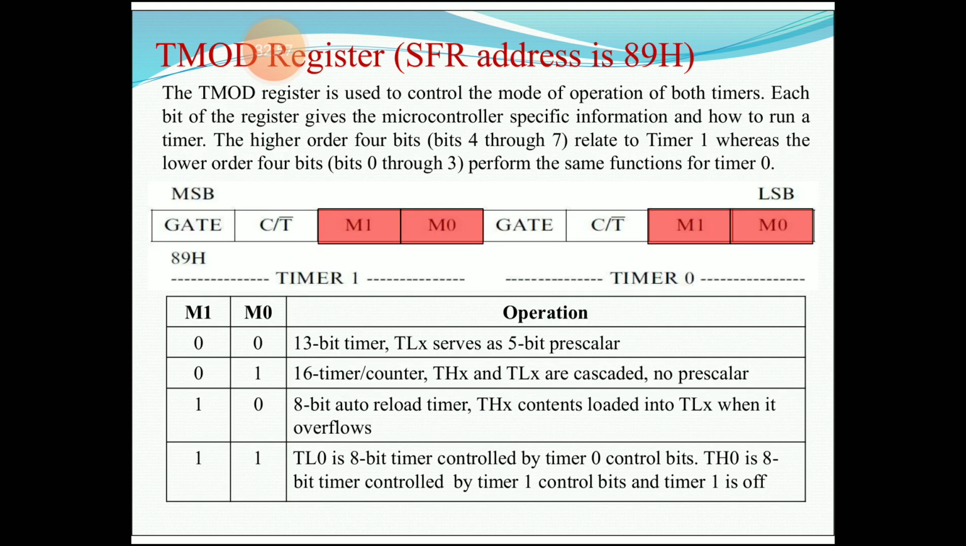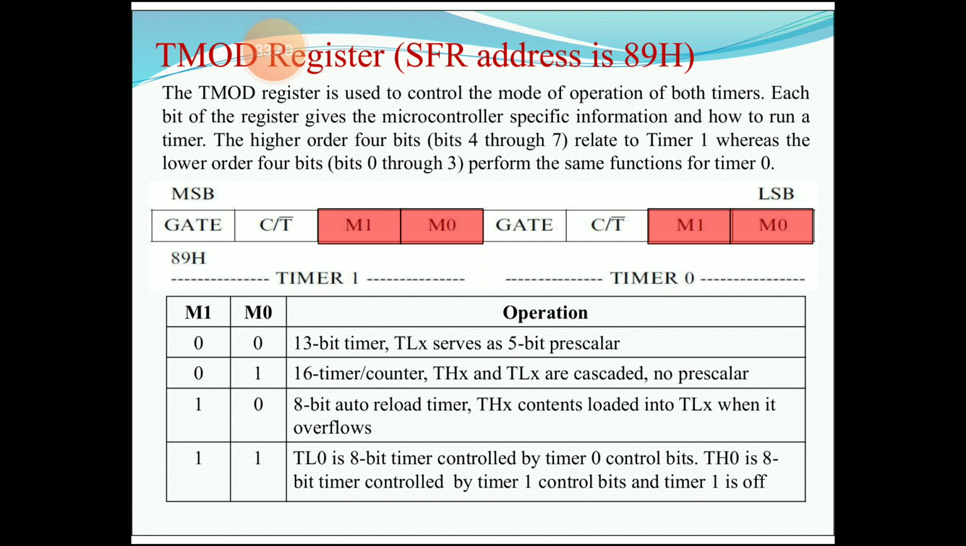Now let us see the format of the timer mode register. The TMOD register is an SFR, and its address is 89H. The TMOD register is used to control the mode of operation of both timers, and each bit of the register gives the microcontroller specific information on how to run a timer. The higher order 4 bits, that is bits 4 to 7, belong to timer 1 operation, and the lower order 4 bits, bits 0 to 3, perform the same function for timer 0. So the TMOD register is an 8-bit register.